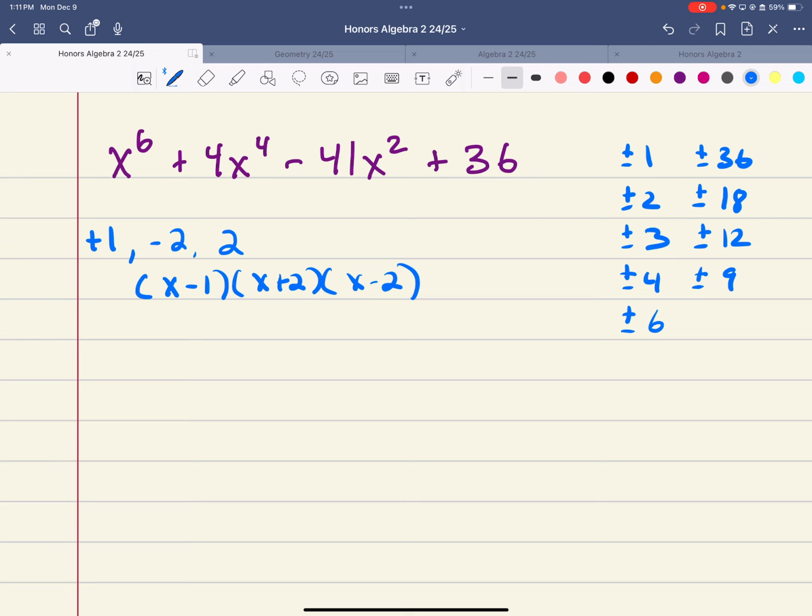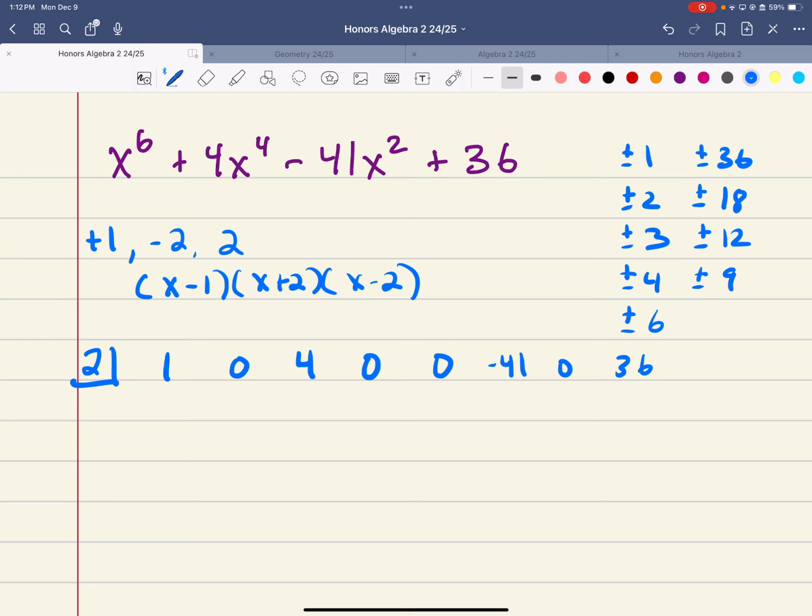What you have to do, and you can pick any one of these. It does not matter which one you pick. So if I pick negative 2 or 2, I'm going to put 2 inside my box. So we have 1, 0, 4, 0, 0, negative 41, 0, and 36.